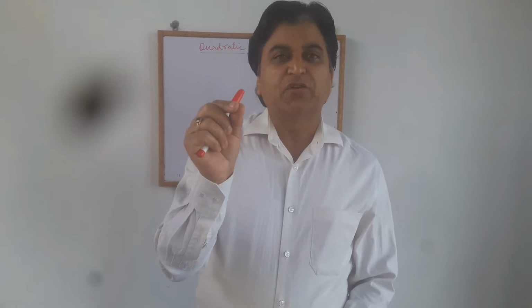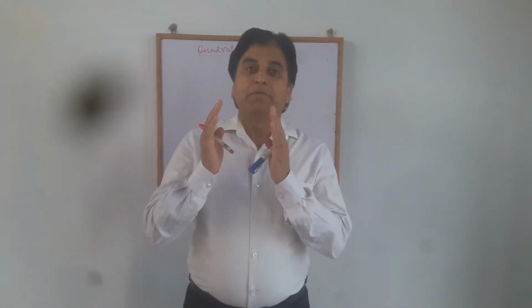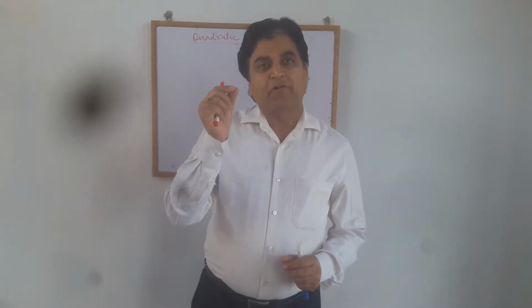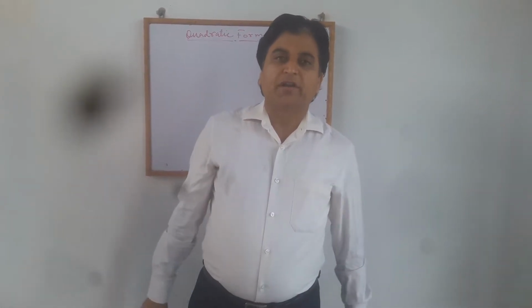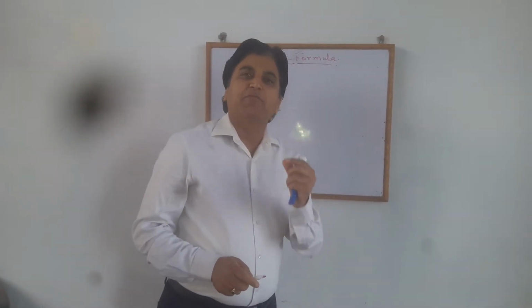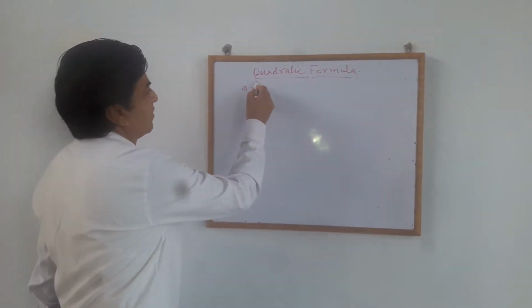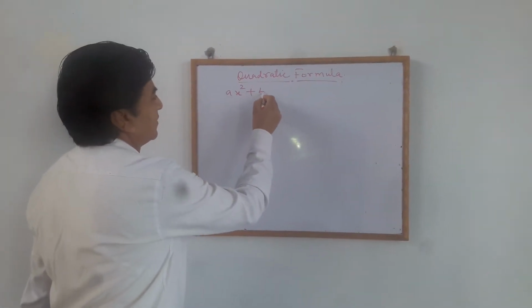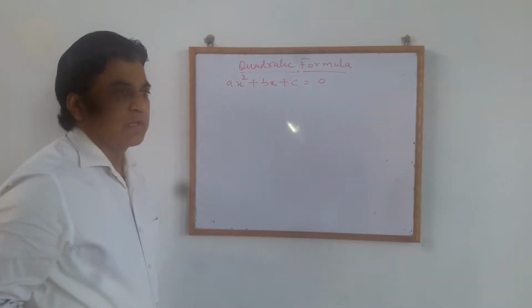Completing the square is not in your syllabus these days. It was deleted last year. But we will study it, and while following the completing the square method, we will derive the quadratic formula side by side. Just look. Let's take the general form of a quadratic equation, which is ax square plus bx plus c is equal to 0.